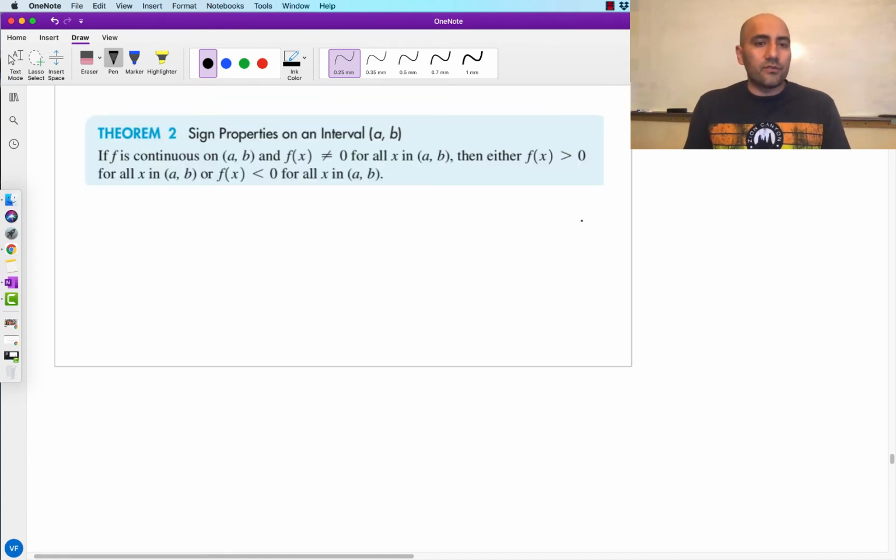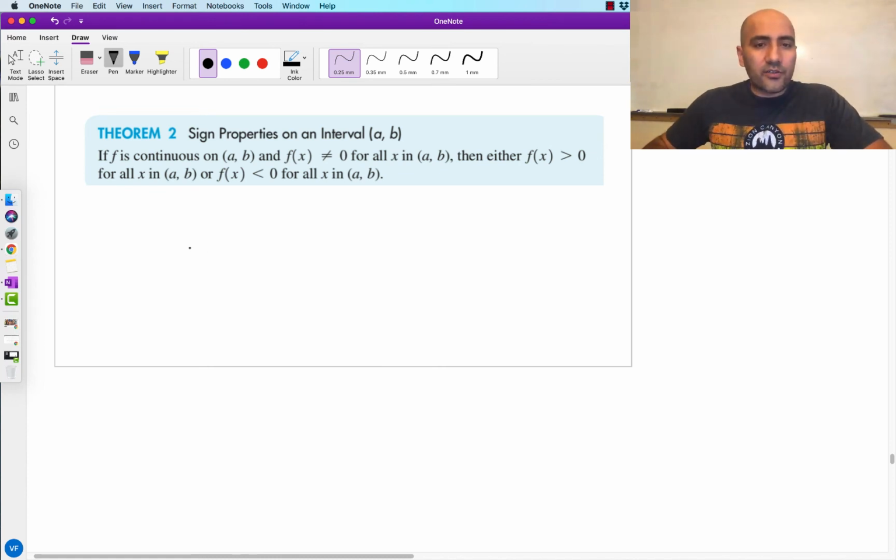Okay, theorem 2, sign properties on an interval from a to b. If f is continuous on a to b, and f of x does not equal 0, then either f of x is strictly greater than 0 for all x values in a to b, or f of x is strictly less than 0 for all x values from a to b. What in the world is this saying?